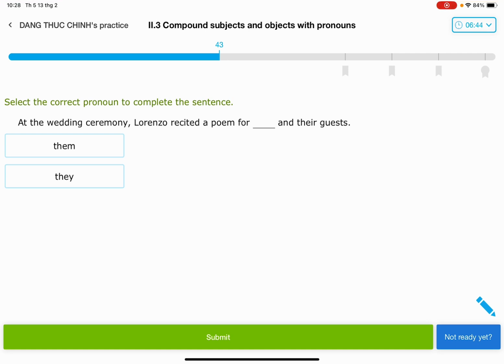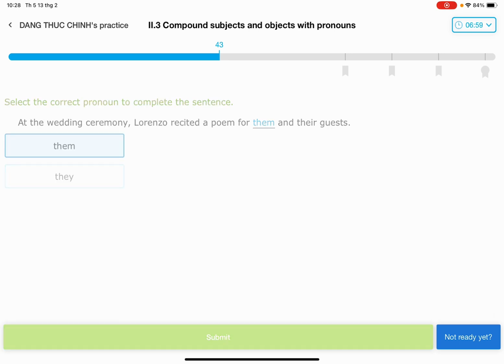At the wedding ceremony, Lorenzo recited a poem for them and their guests. For them and their guests. For is a preposition, and after the preposition would be an object pronoun, so we would use them instead of they.